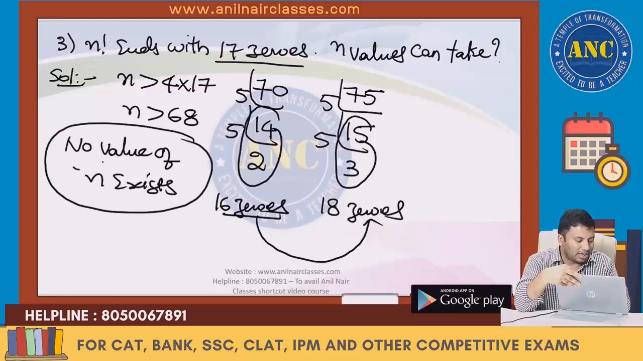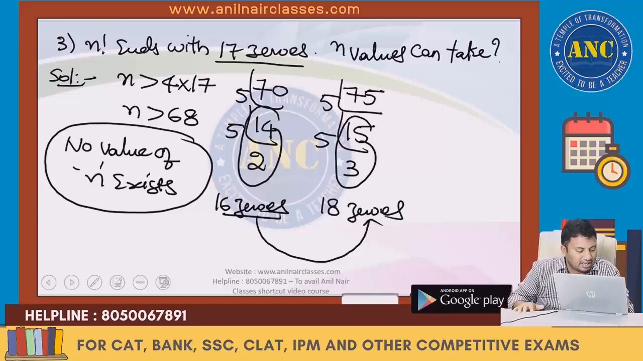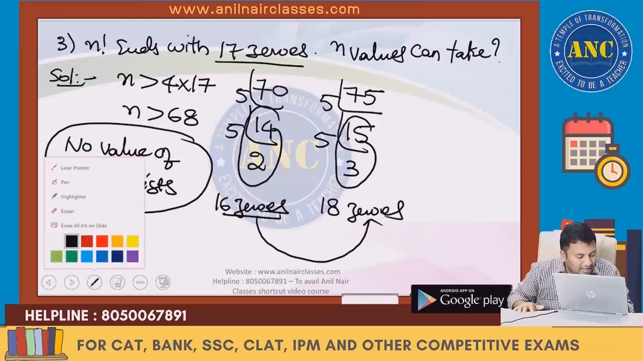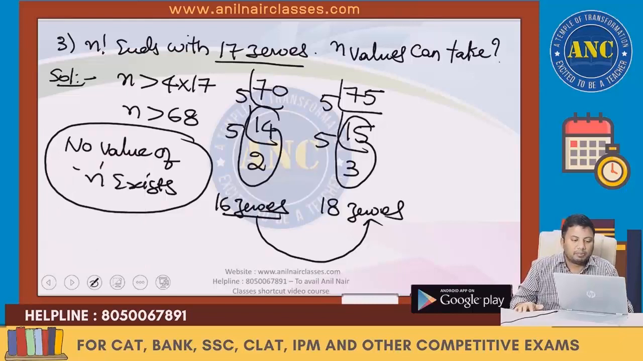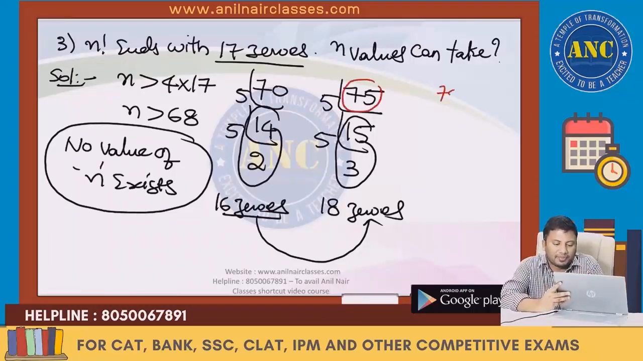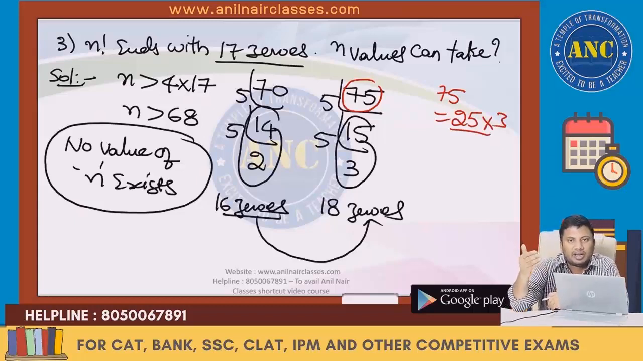I hope the idea is clear. No value of n exists. It cannot have 17 zeros at the end. Sir, why is it happening that directly from 16 it is jumping to 18? Because 75 is nothing but a multiple of 25. 25 is 5 square. Not only 1 power of 5, there will be a jump of 2 powers of 5.